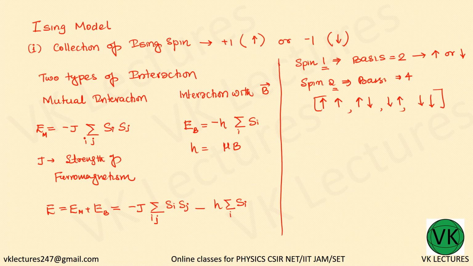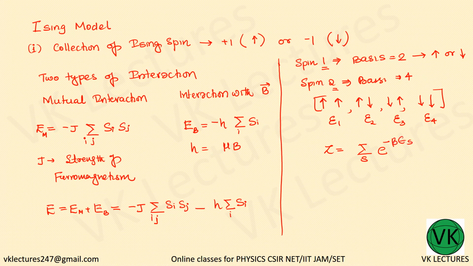Now corresponding to each state, let the energies be E1, E2, E3 and E4. Then Z, the partition function Z, is given by the sum over s of e to the power minus beta Es.